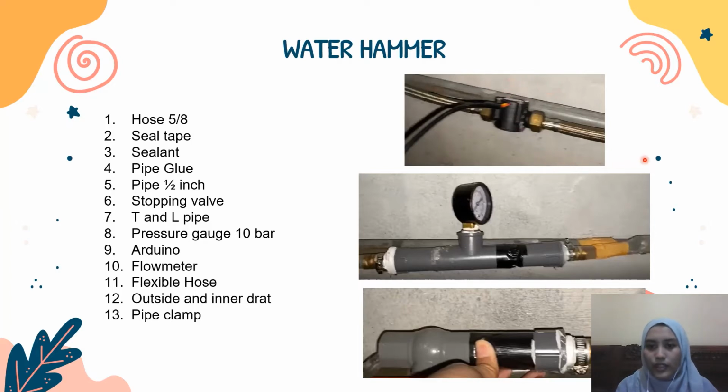We use the flexible hose placed on the right and left side of the flow meter to avoid leaks, and then we use the clamp, the pipe, and also seal tape. The pressure gauge also has the connector and the seal tape, which is the same as the previous one. And the last is the stopping valve component. We also use the clamp and then the seal tape for the pipe to reduce the leak possibility of the water hammer.